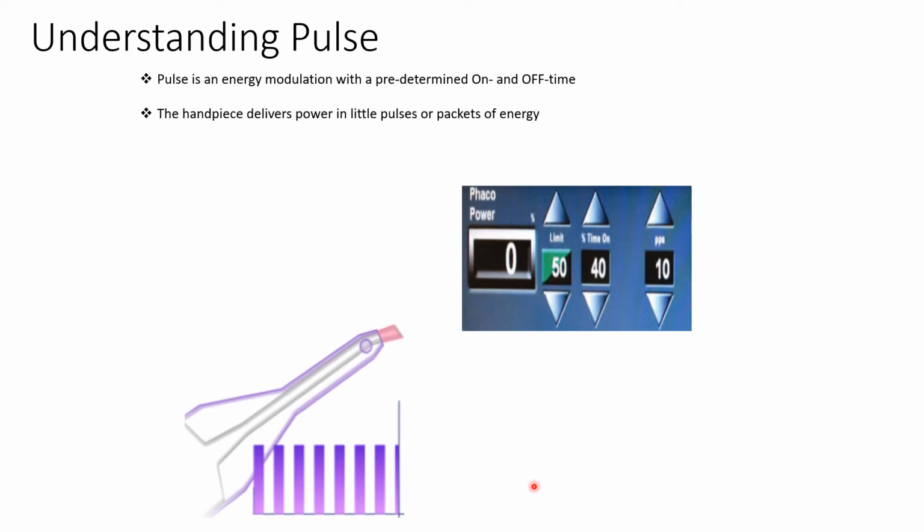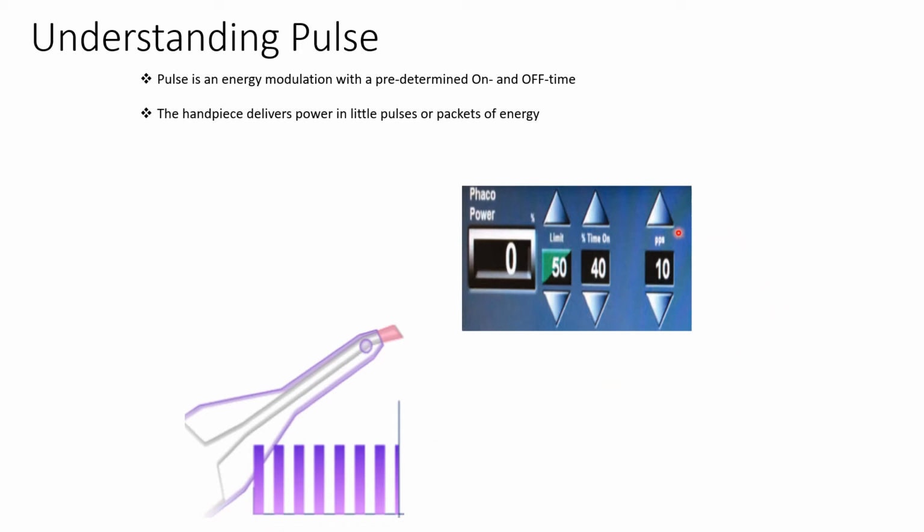But remember, one pulse is the on and off time together. One pulse does not mean on time only. So the Phaco tip travels, goes 50 microns, comes back and rests. So the traveling time, that is the on time, and then the resting time, that is the off time, together make one pulse.